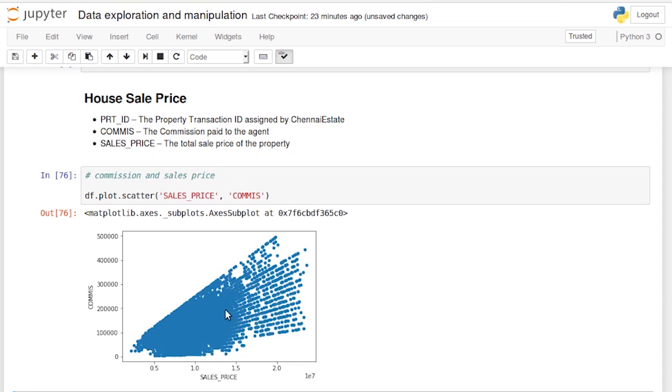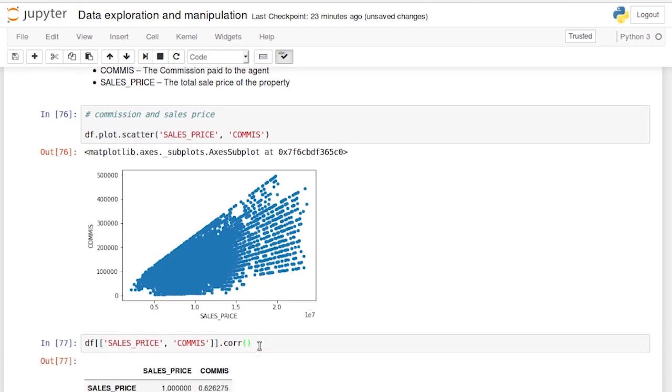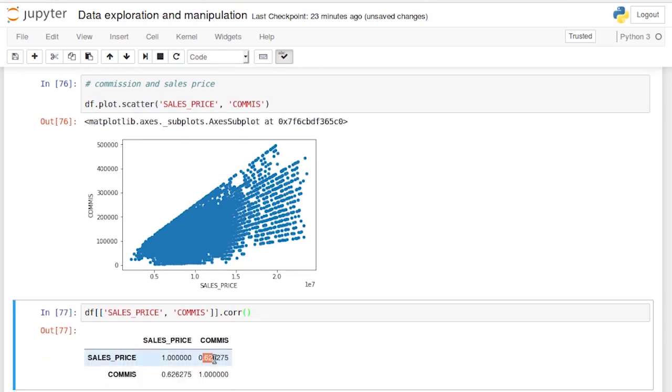So this is something I would want you to verify at your end. Again, use different colors for different categories in the building type, and in fact you can do that for different area or locality as well, and then see if that actually makes a difference. Let's check the correlation between these two variables because this looks like highly correlated variables. And here, as you can see, we have a correlation of 0.62, which is actually very high.